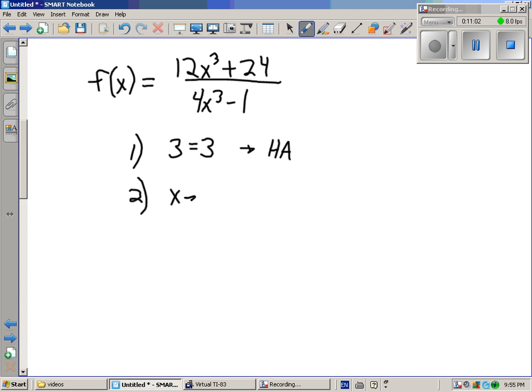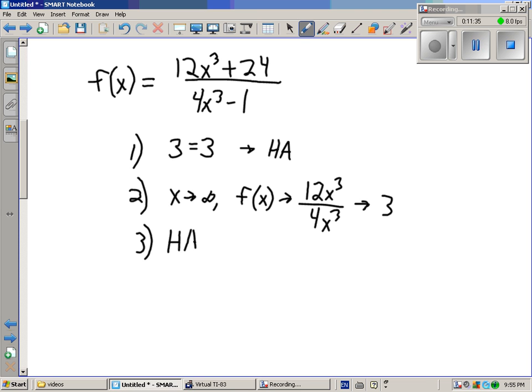As x approaches infinity, f of x is going to approach just its leading terms, 12x cubed over 4x cubed. That 24 is just not going to matter if you're talking about x is equal to even 10, because then you'd have 12,000 over 4x cubed. When you simplify that, 12x cubed over 4x cubed is going to be 3. So what that tells us is we have a horizontal asymptote at y is equal to 3.